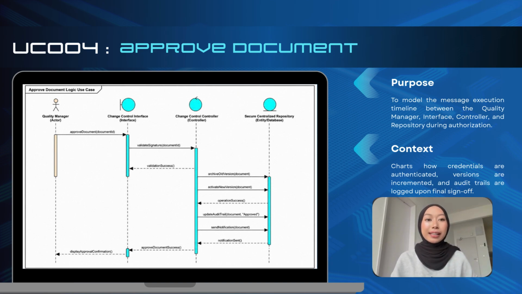Next is the sequence diagram for use case 4, approve documents. It tracks the exact message timing when the quality manager signs off. Once authenticated, the controller commands the database to increment the system version, update the file status to published, and automatically log the entire event into our immutable audit trail. This ensures total transparency.